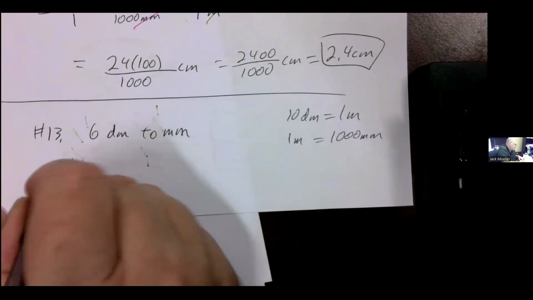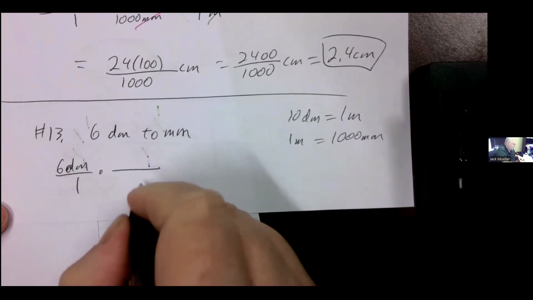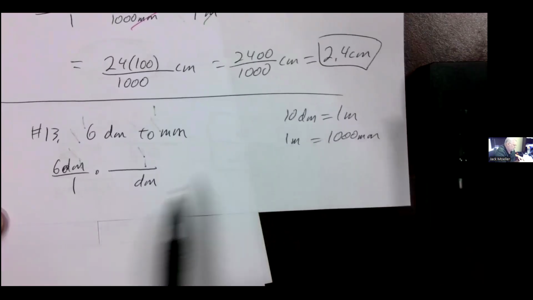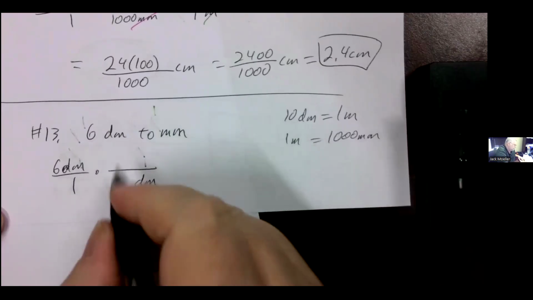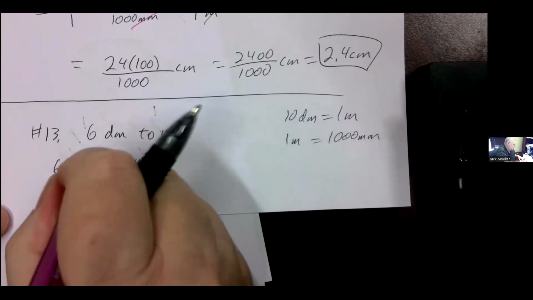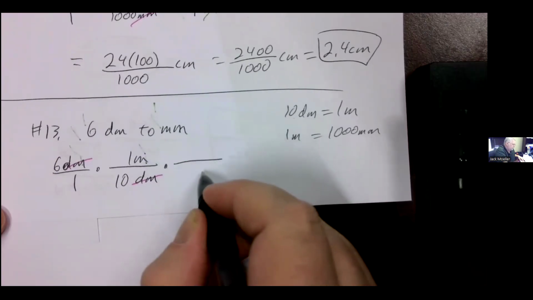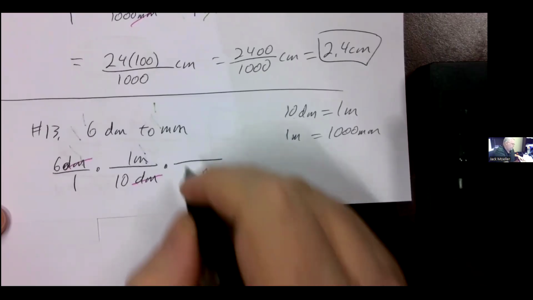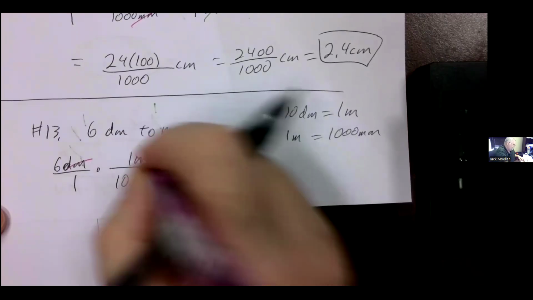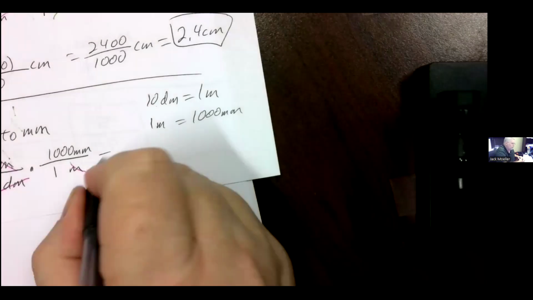Starting with 6 decimeters, so put that over 1. We need to get rid of decimeters. It's on the top, so it needs to be on the bottom on the next one. So we know 10 decimeters is 1 meter. Now we need to go from meters to millimeters. We need to get rid of meters, so it needs to go on the bottom. We know 1 meter is 1,000 millimeters. So now we're in millimeters, our final unit, and we don't need any more conversions.